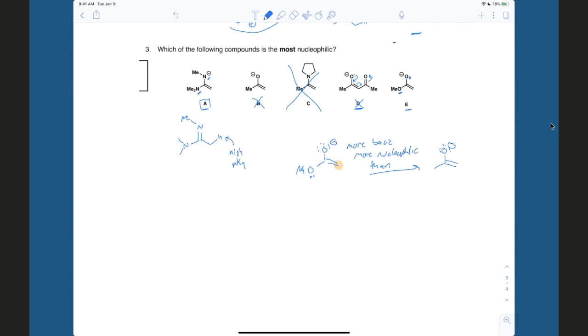So this brings in a lot of the same sort of ideas of stability and reactivity. We would also say that A is the most basic.